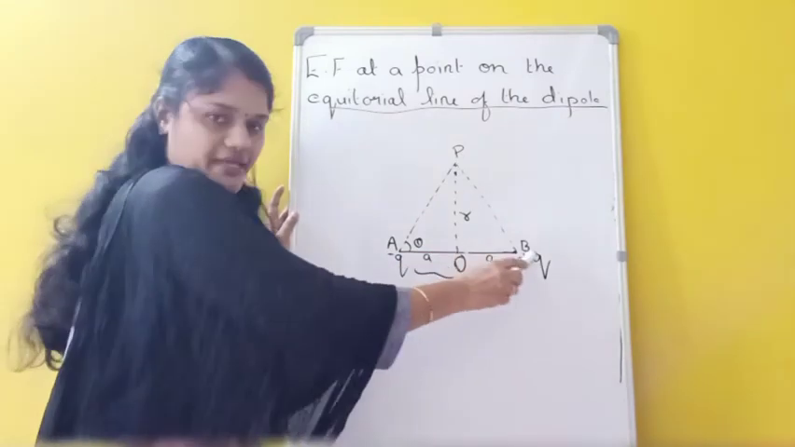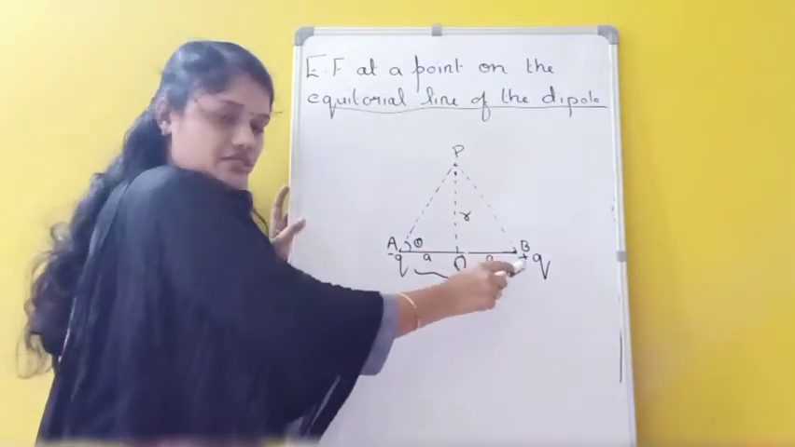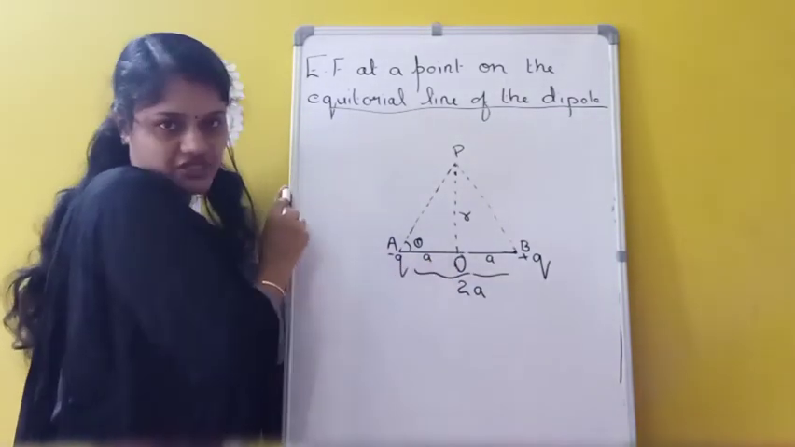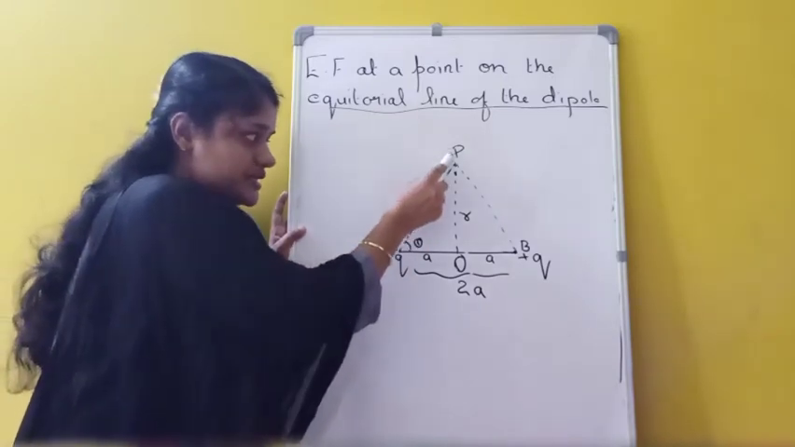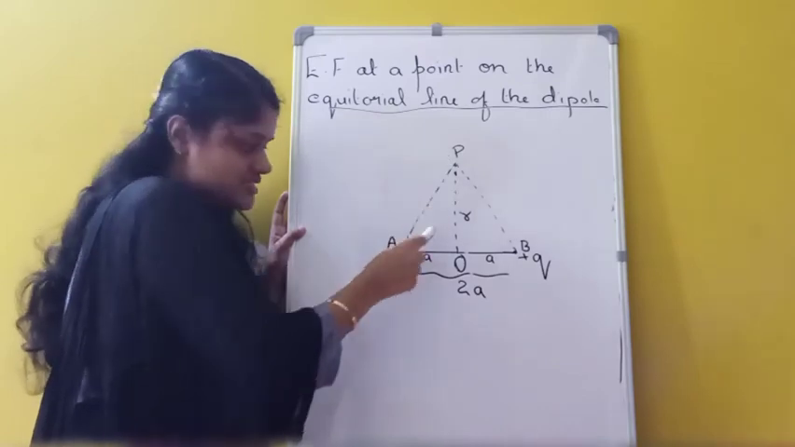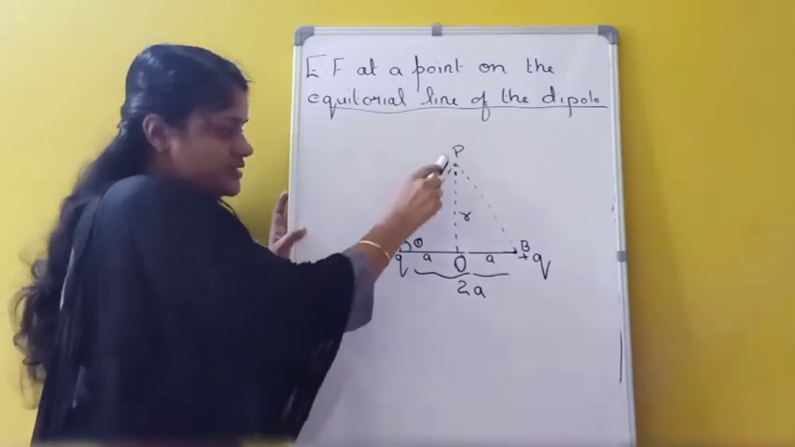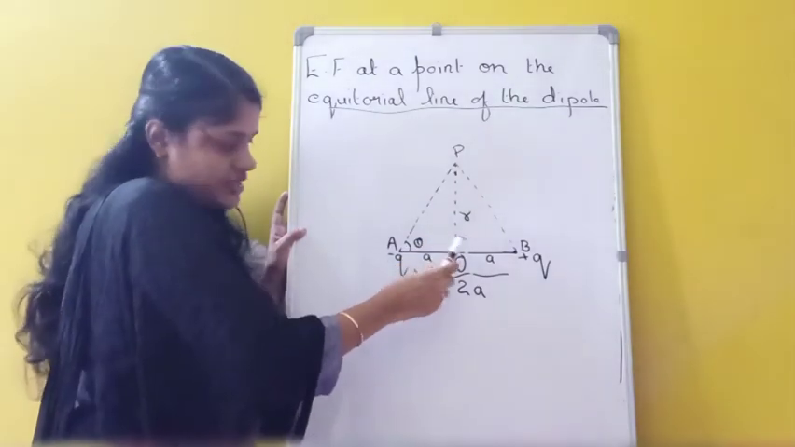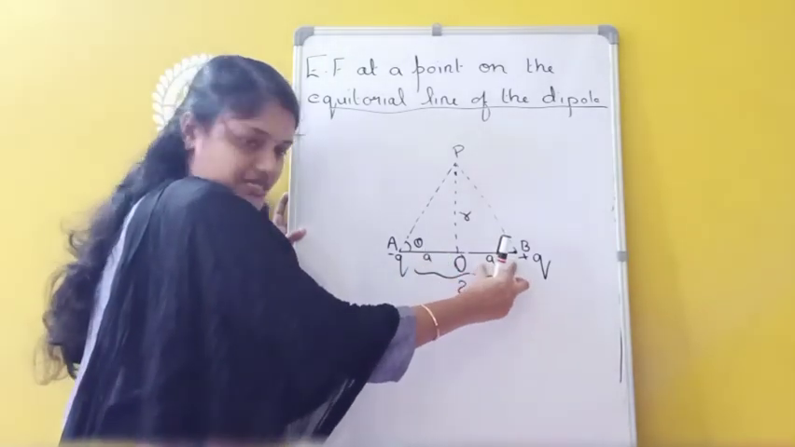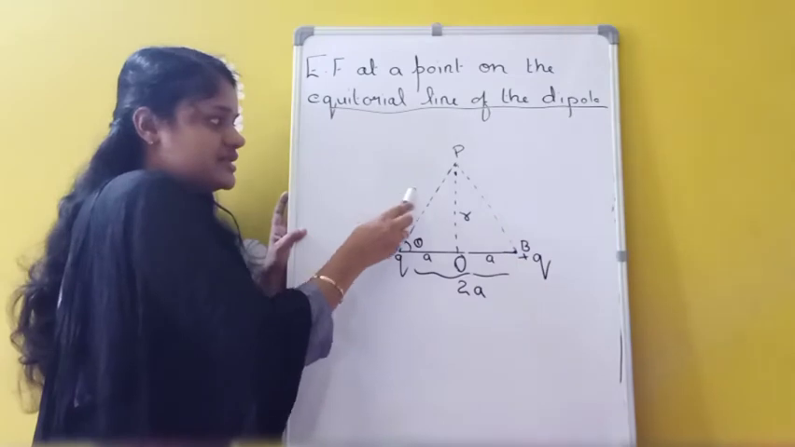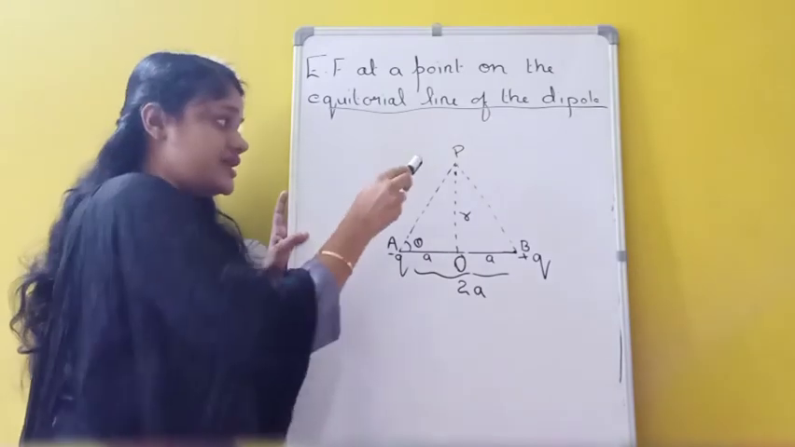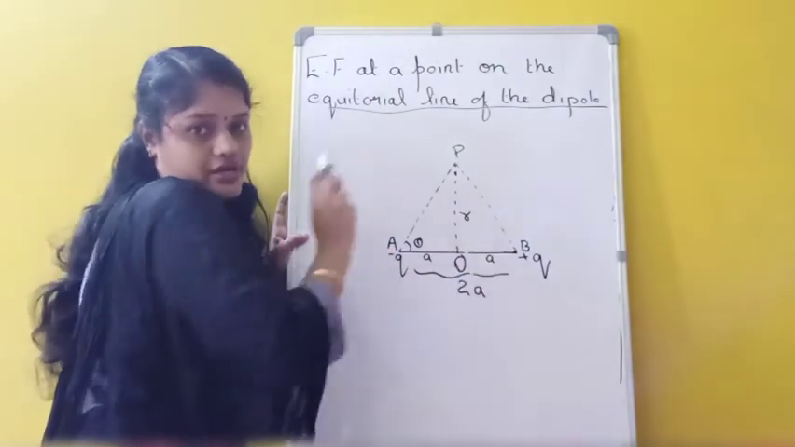So consider a dipole AB having magnitudes minus q charge and plus q charge separated by a short distance 2a, and O is the center of the dipole, and we consider one point P at a distance r from the center of the dipole. This P is an equatorial point because it is perpendicular to the dipole. This distance is taken as A because it is half of 2A, and this much also is taken as A. And we have to find the electric field at this point P due to this whole dipole.